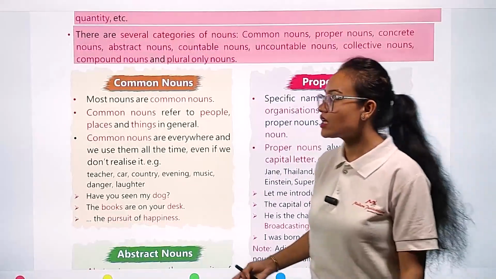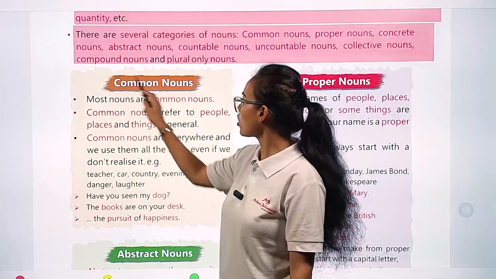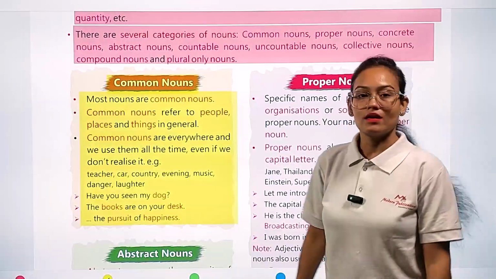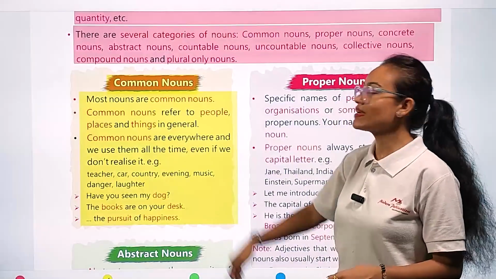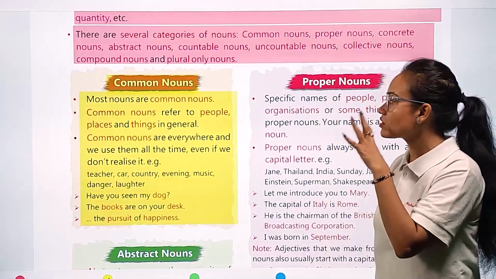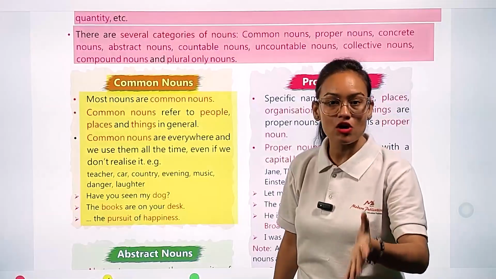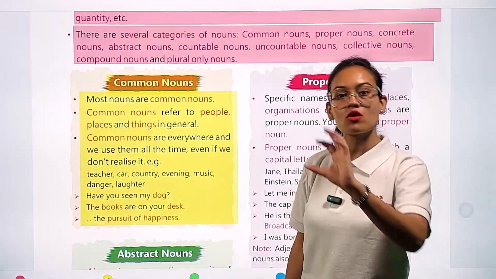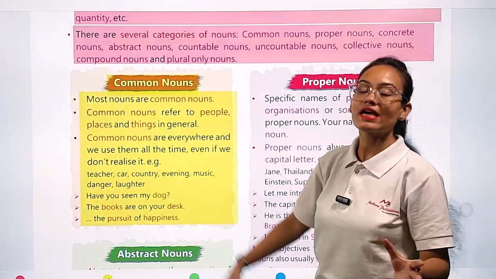Let's see what the meaning of common noun is. Okay, so let's discuss common noun. Most nouns are common. In English grammar, my dear students, mostly nouns are considered common nouns. Okay. Now, what is the meaning of common noun? Common nouns refer to people, places, or things in general. Common noun means whenever we are recognizing or calling a group of people, a group of animals, a group of places, or a group of things. Okay. In general terms, here we are using common.